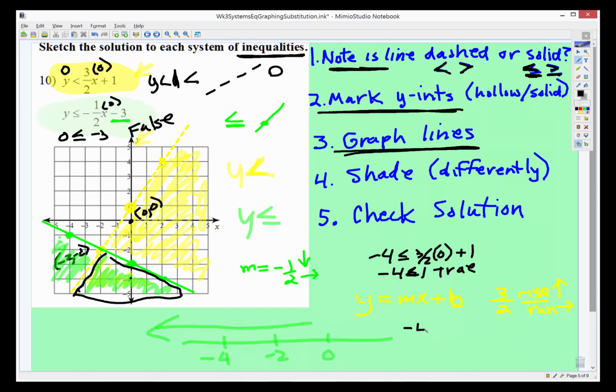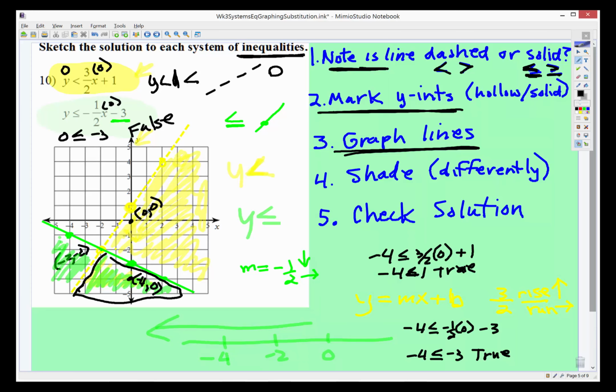y is negative 4, less than or equal to negative 1/2 times 0. Because remember, we're using this point right here, which is negative 4, 0. y is negative 4, x is 0. Minus 3. So negative 4 is less than or equal to negative 3. That's also true. So we graphed that correctly.